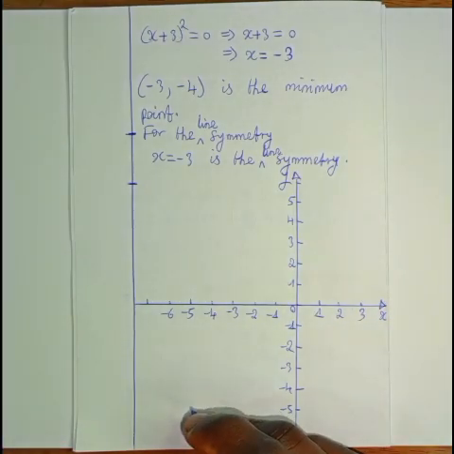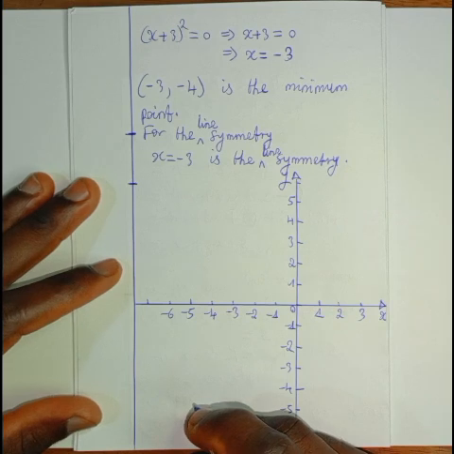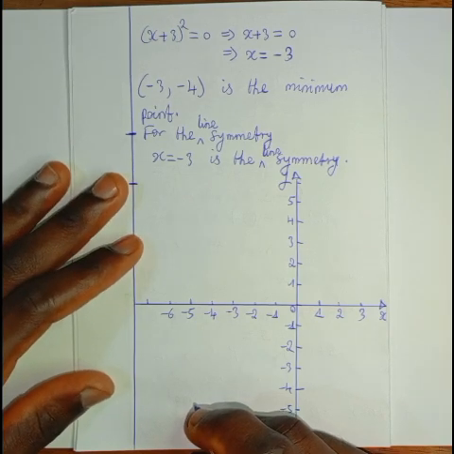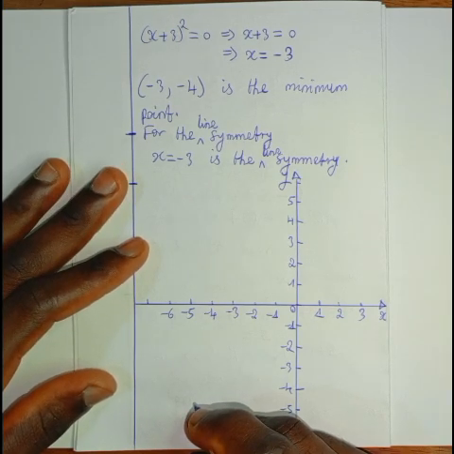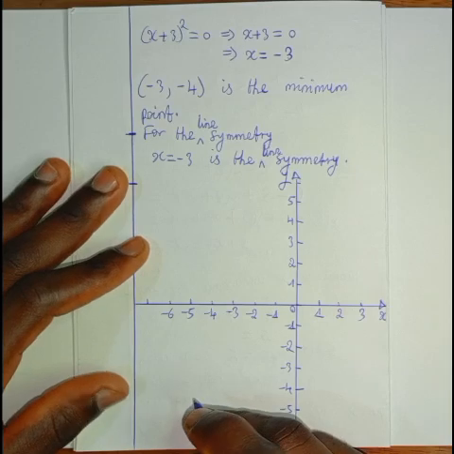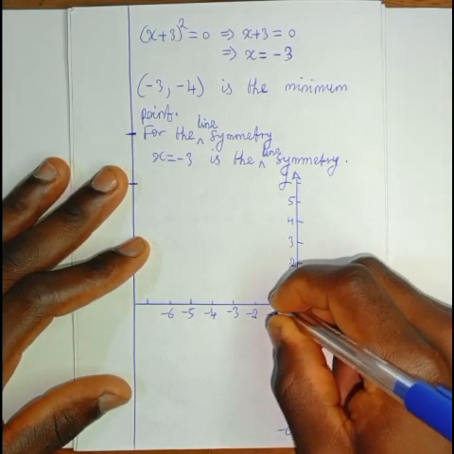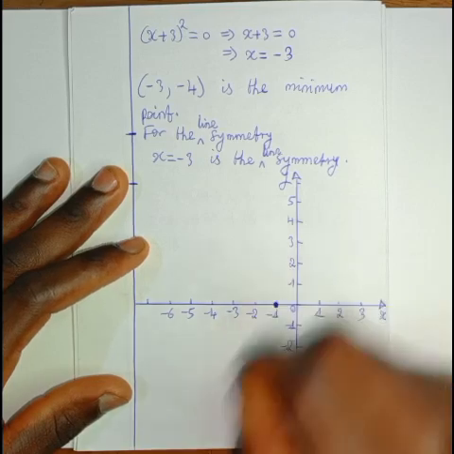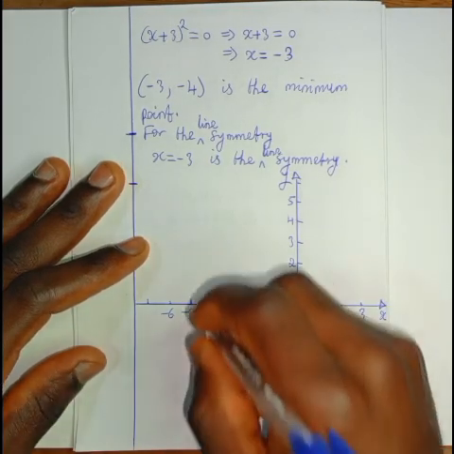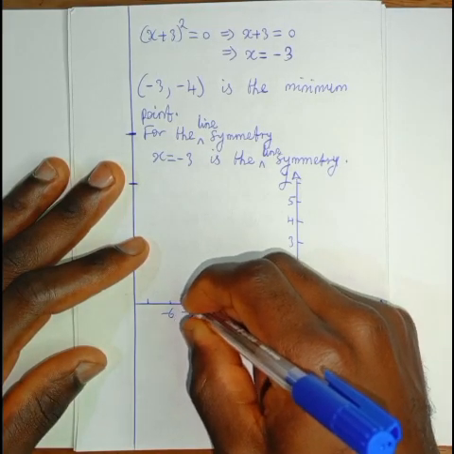Now, we need to start by plotting the intercepts. We know for the x-intercepts, we have negative 1, 0. When x is negative 1, y is 0. Put it here. Next, we have negative 5, 0.